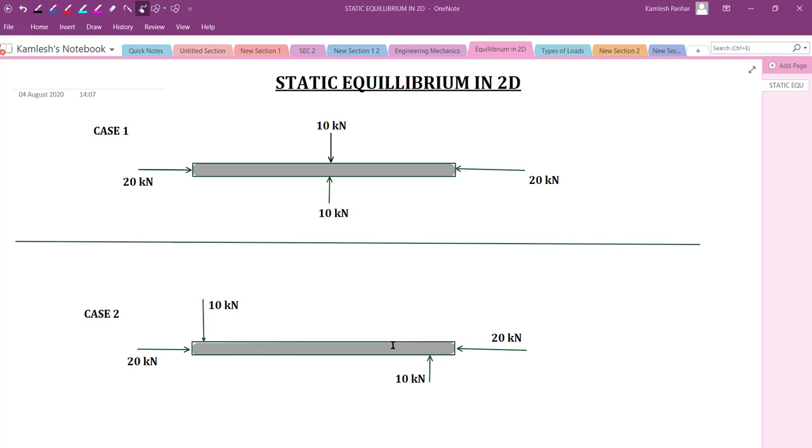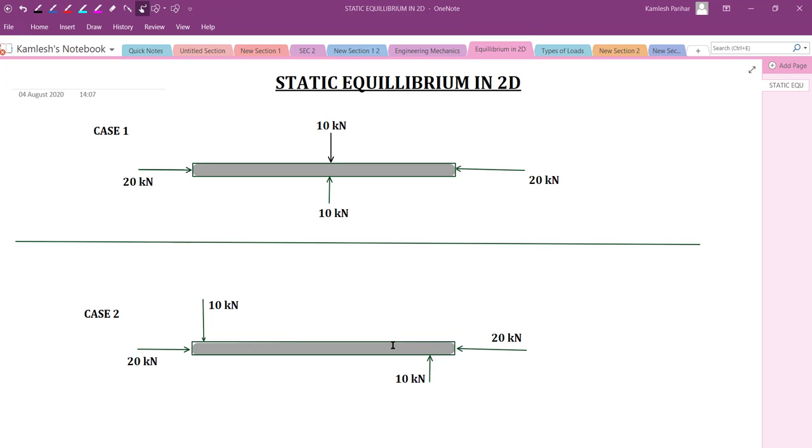Welcome back, friends. In this video lecture, I am going to explain about static equilibrium in two-dimensional plane. What is static equilibrium? In two-dimensional plane, a body is said to be in static equilibrium if the resultant of all the forces acting on the body is 0. That is, there is no net force acting on the body.